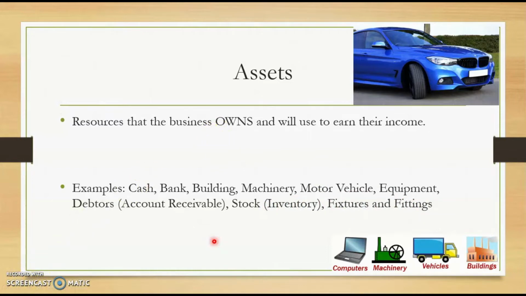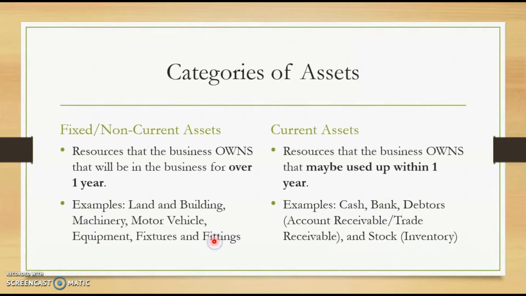All right, and so we're going to move on to look at the categories of assets or the types of assets. We have fixed or non-current assets and we have current assets. What do we mean by fixed or non-current assets? These are resources that the business owns that will be in the business for over 1 year. So any resource that they have that will be there for more than a year. Now we're talking about our land and building, the machinery, motor vehicle, equipment, fixtures, and fittings. So these will normally stay in the business for more than 1 year.